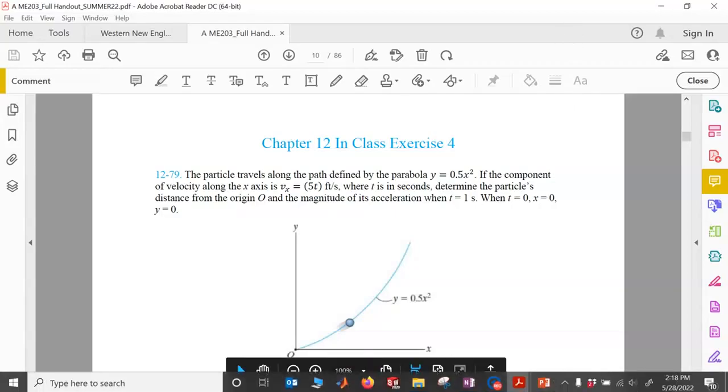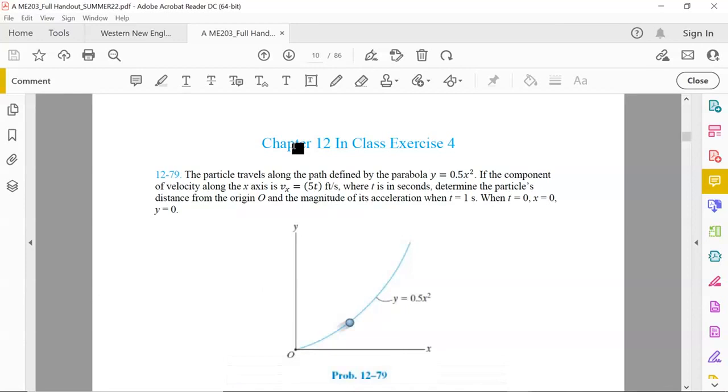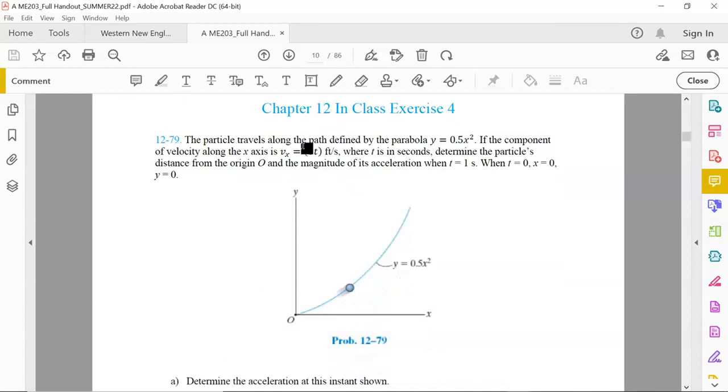Hello, in this video, we will solve problems from in-class exercise 4, chapter 12 using normal tangent coordinate system. Now, the first problem in this in-class exercise is still a Cartesian coordinate system problem where x and y are given as a function of time and we need to calculate the velocity and acceleration at t equal to 1 second. So you can apply the Cartesian coordinate concepts for velocity acceleration calculations and look at the solution that is being provided to you.